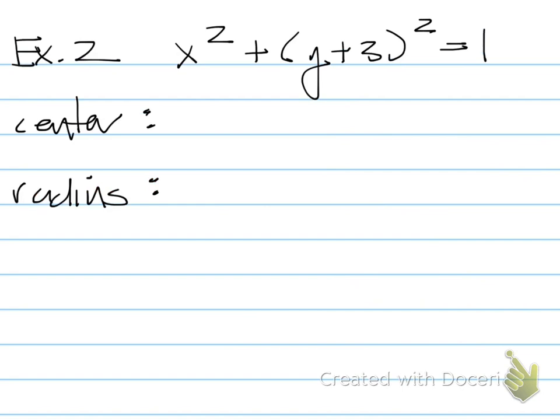For this example, we want to determine what the center and the radius is. So the x-coordinate of the center is 0. The y-coordinate of the center is the opposite sign of what's inside the parentheses next to the y, so it would be -3. So the center is (0, -3). And 1 represents the radius squared, so the square root of 1 is just 1.